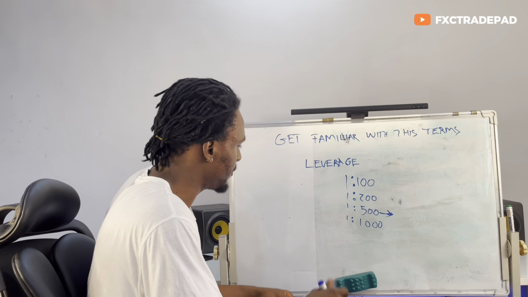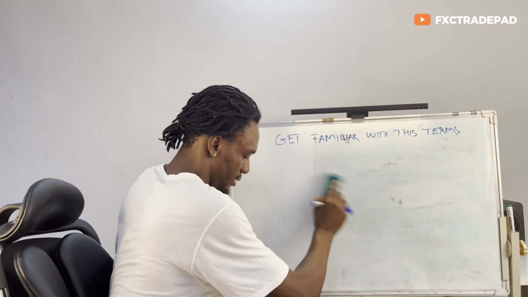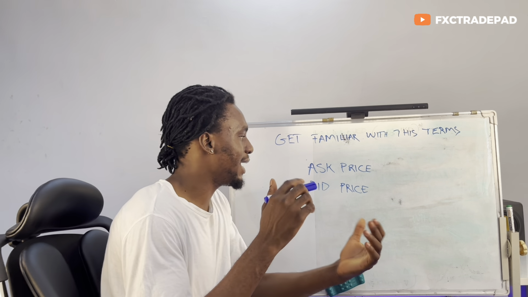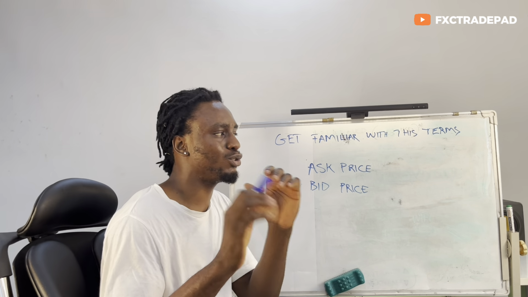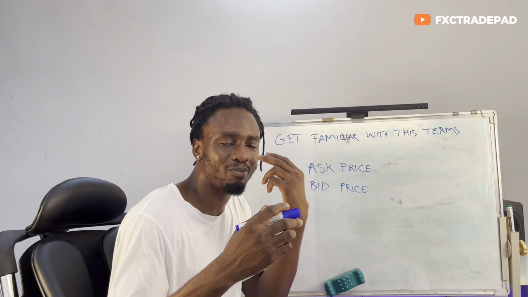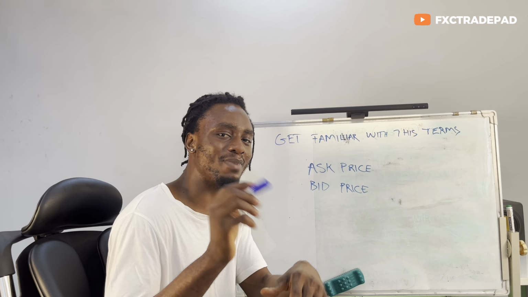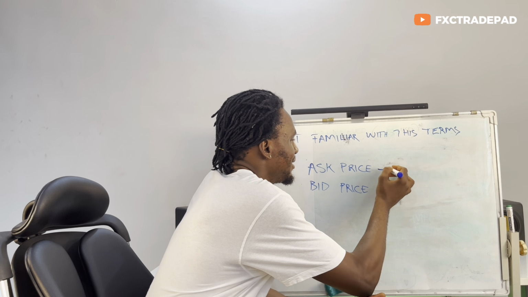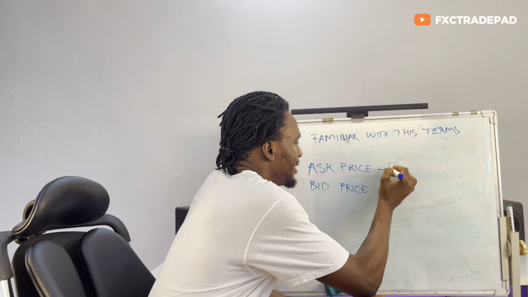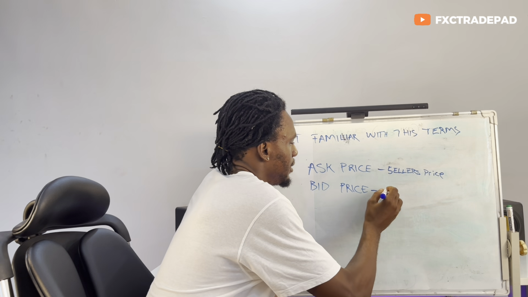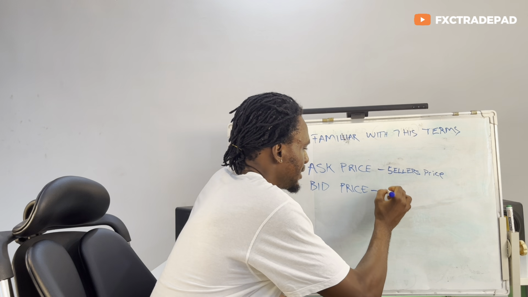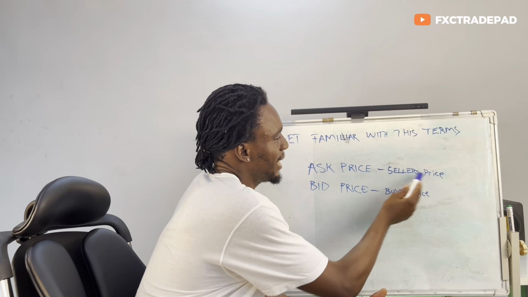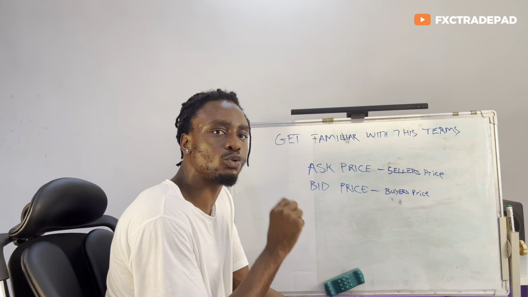Now, the next thing I have on my board is ask and bid price. These are the 2 terms that you will see often. You might not be seeing it more, but it's always there, so you need to know about it. So what are ask and bid price? Ask price is the price a seller is willing to sell at, and bid price is the price a buyer is willing to buy at. So I can call it seller's price and buyer's price.